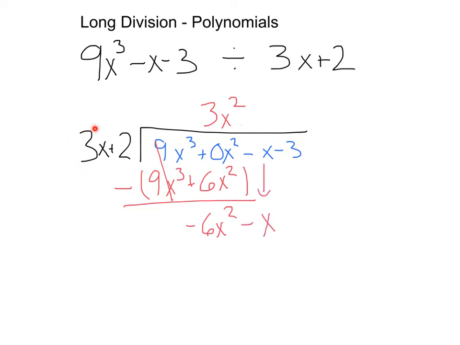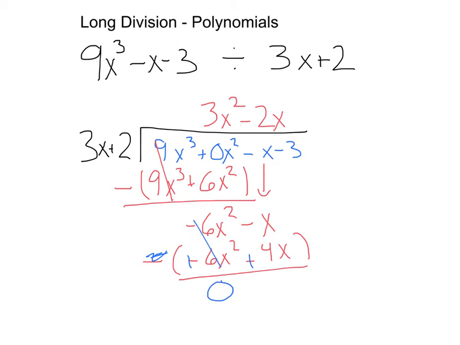Now I go back to here, 3x. What times 3x will give me negative 6x squared? Well, 3 times negative 2 will give me a negative 6x squared. And then I've got this negative 2. Oh, negative 2x. See, it's late at night and I'm forgetting stuff. Here we go. Negative 2x times 3x is negative 6x squared. Then negative 2x times 2 will be negative 4x. I go ahead and subtract this whole thing. And remember, this negative is going to distribute out to both of those, which is going to make this a plus and a plus. So that's going to cancel, give me 0. And then negative x plus 4x is going to give me a plus 3x. I can go ahead and bring down my negative 3.